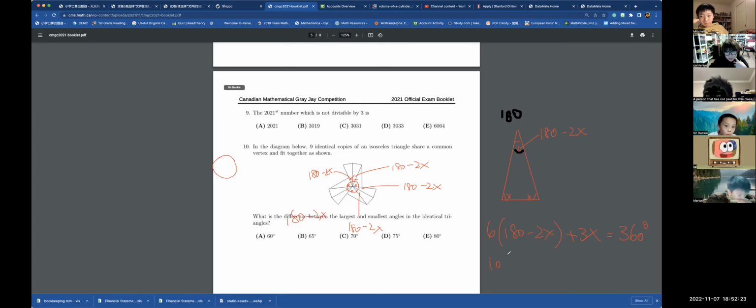So if we calculate it, 1080 minus 12x plus 3x equals 360. So 1,080 minus 9x equals 360. So 9x equals 720. So x equals 80. So we know this is 80, this is 80. So this one equals 20. So the difference is 80 minus 20 equals 60 degrees. So the answer is A.